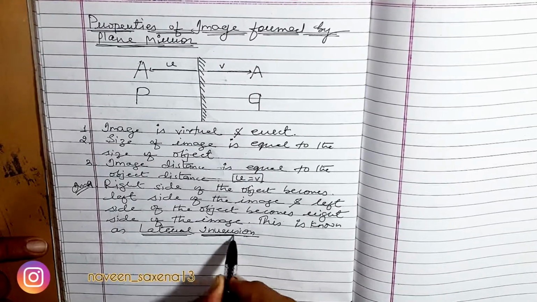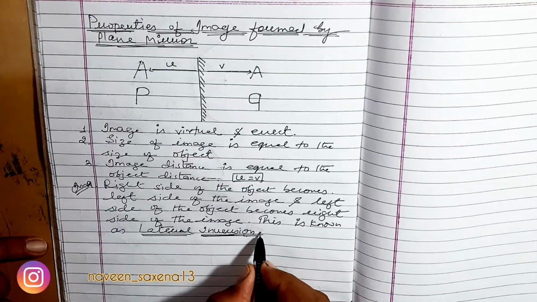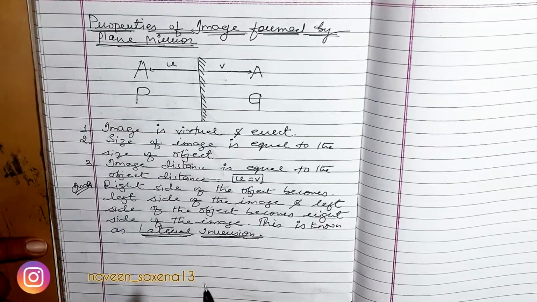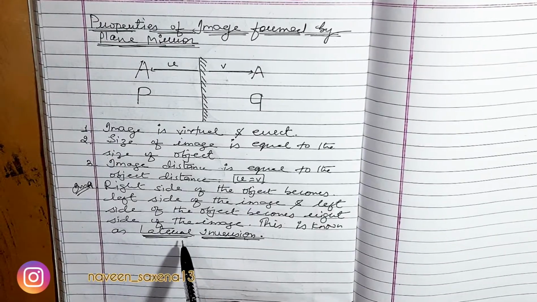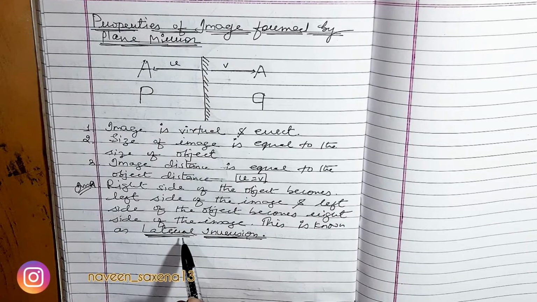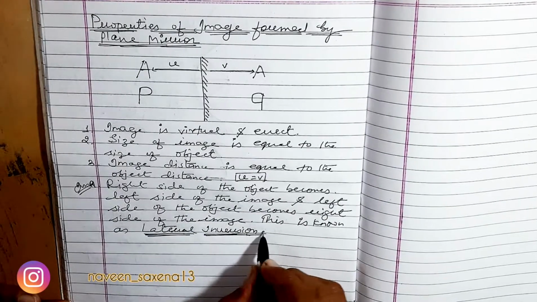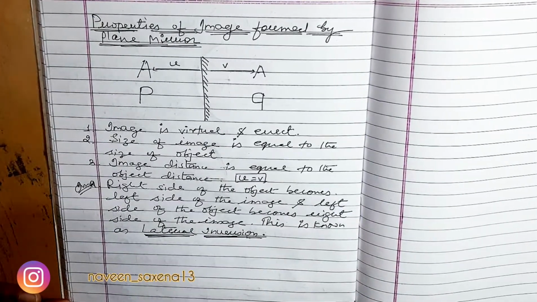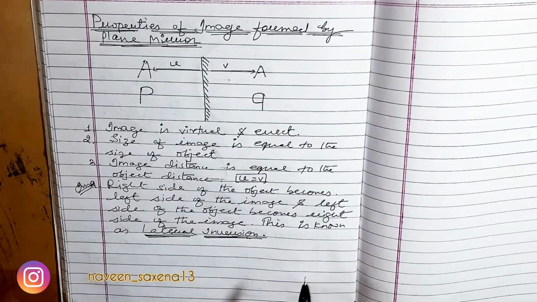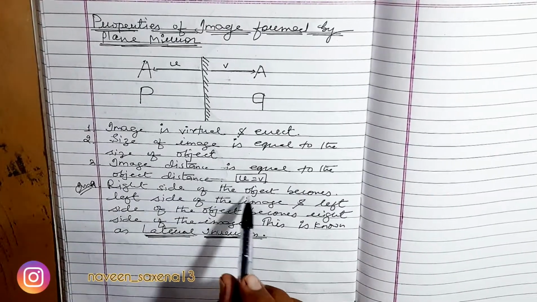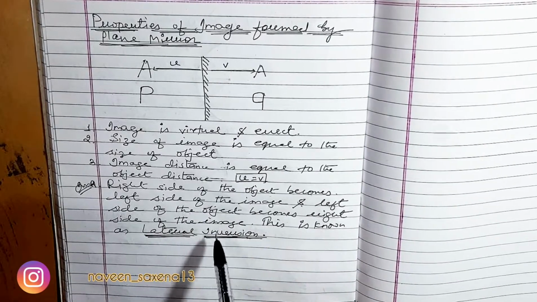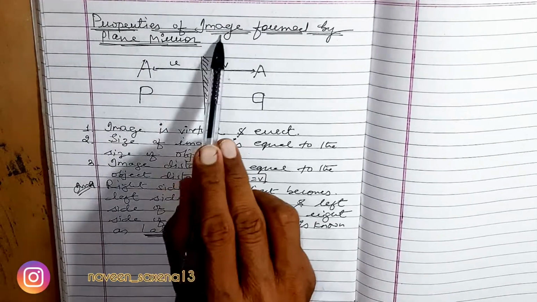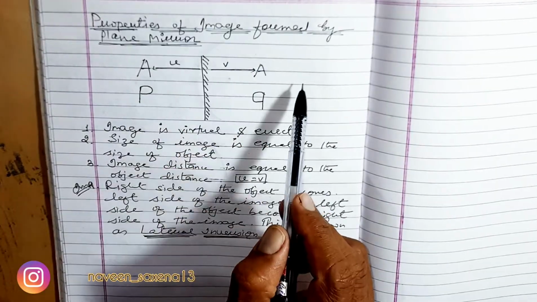Always learn and remember, this is lateral inversion. Mostly this is asked about lateral inversion as a definition. Right side of the object becomes left side of the image and left side of the object becomes right side of the image. This is known as lateral inversion. So these are the properties of image formed by plane mirror.